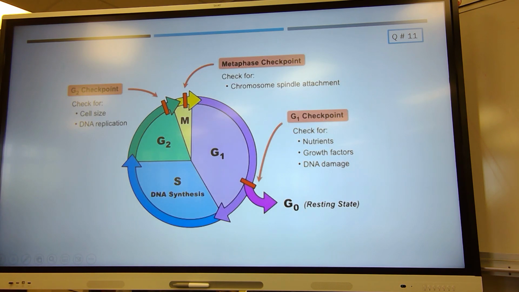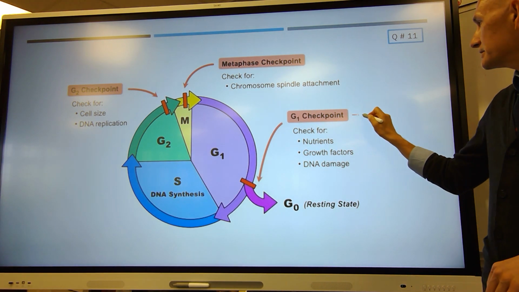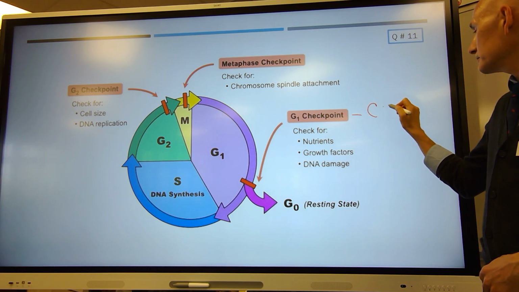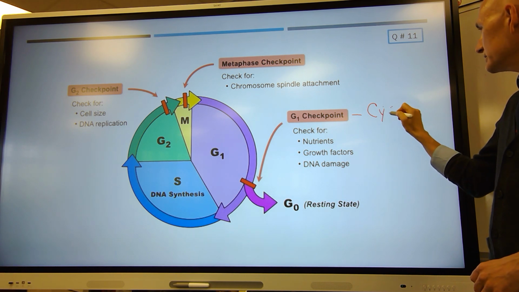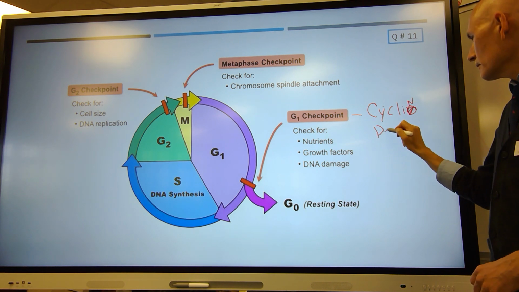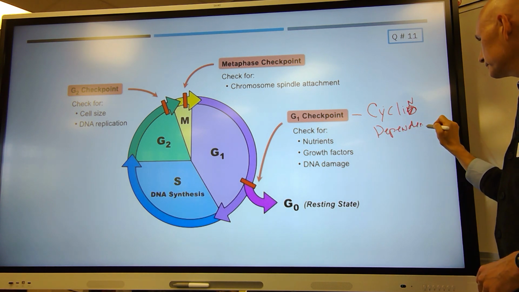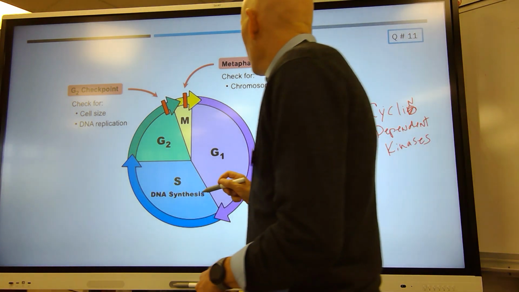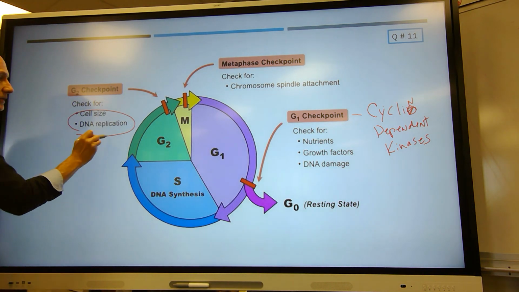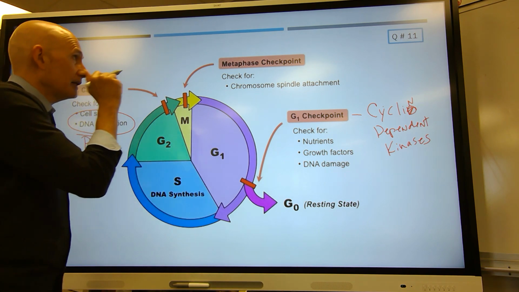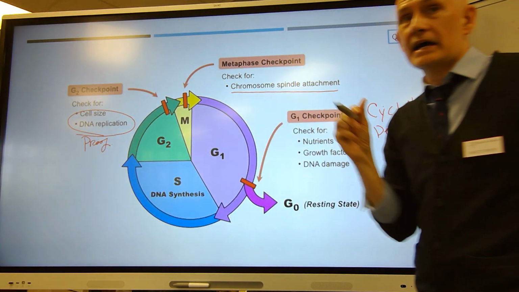Our major cell checkpoints, we've got the G1 checkpoint. This is basically based on CDKs, cyclin-dependent kinases, which we'll talk about in a second. We have the G2 checkpoint. This is where we're proofreading the DNA. And then metaphase is the spindle attachment.